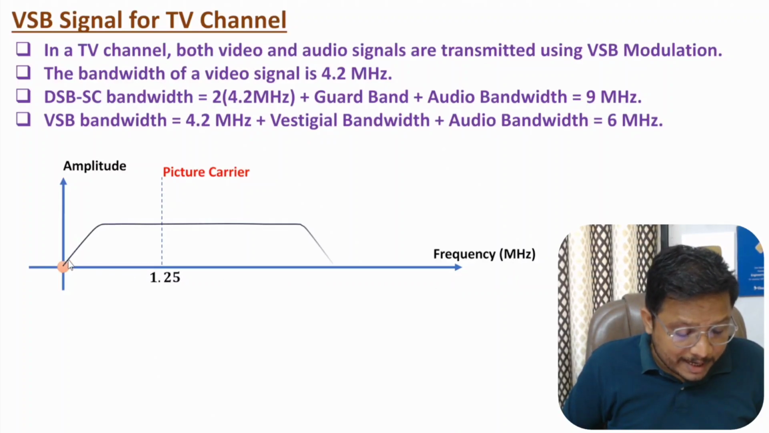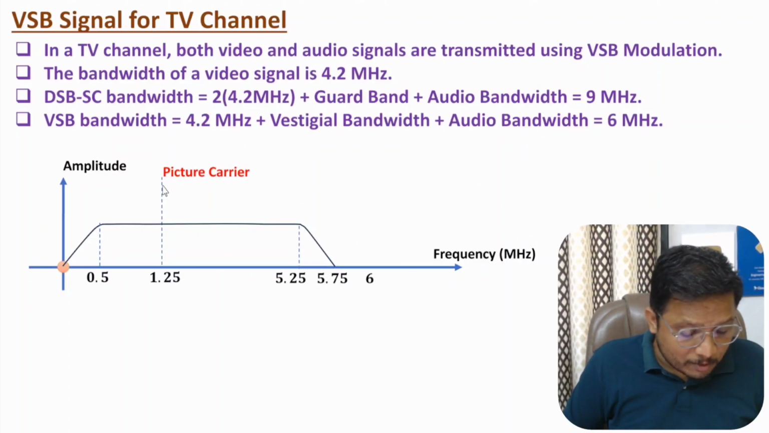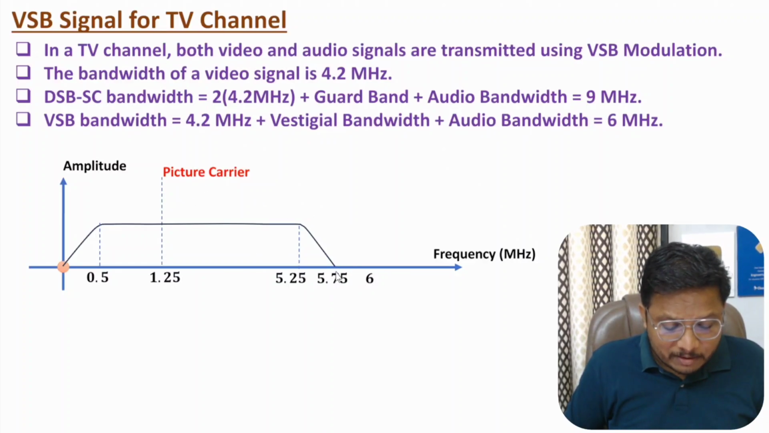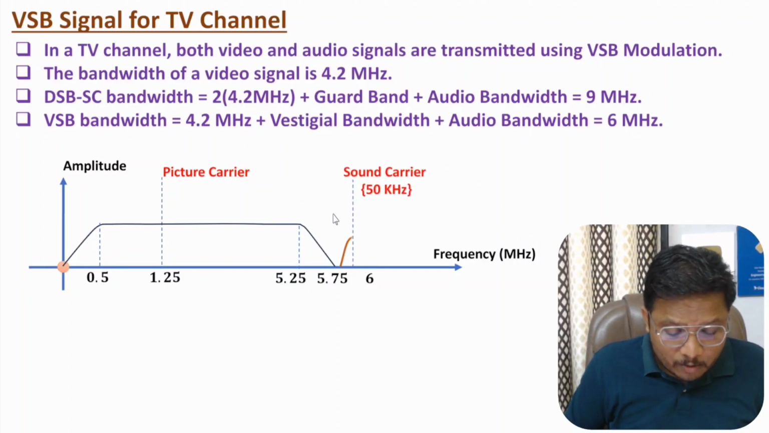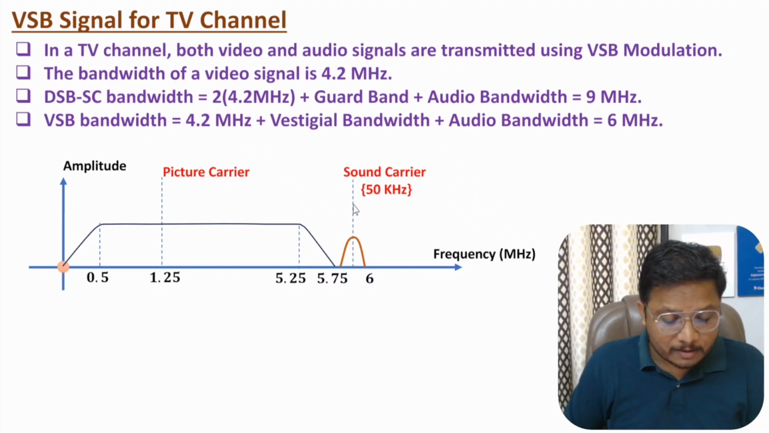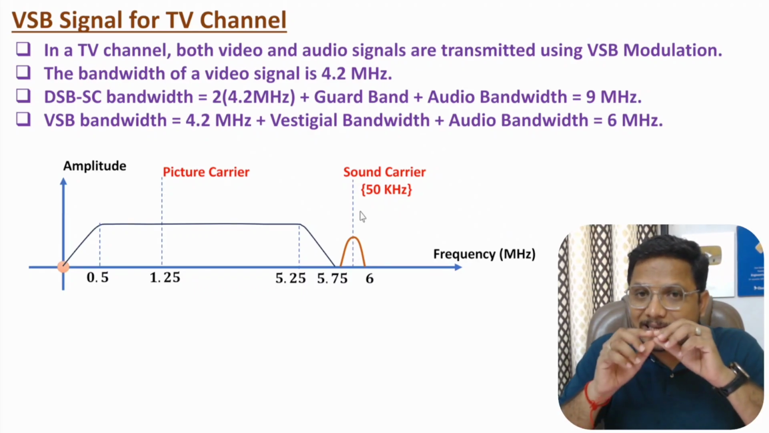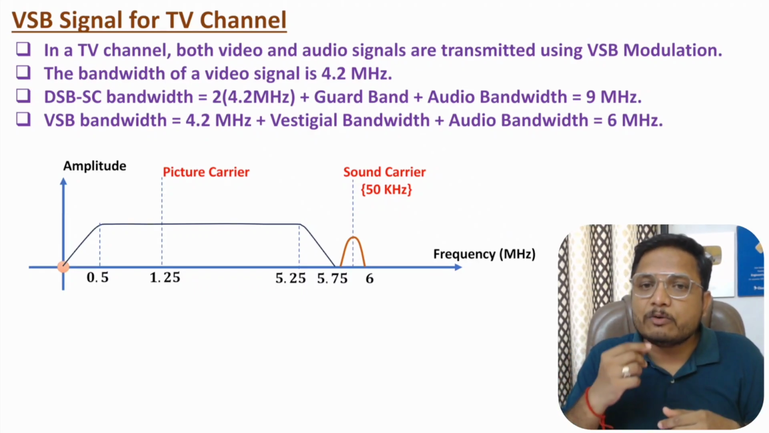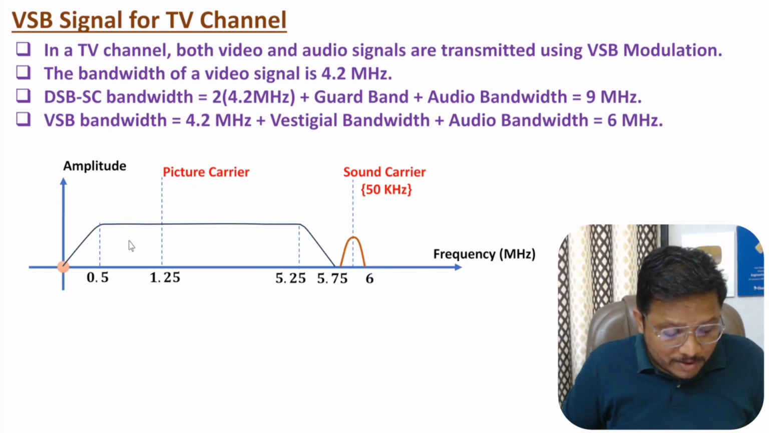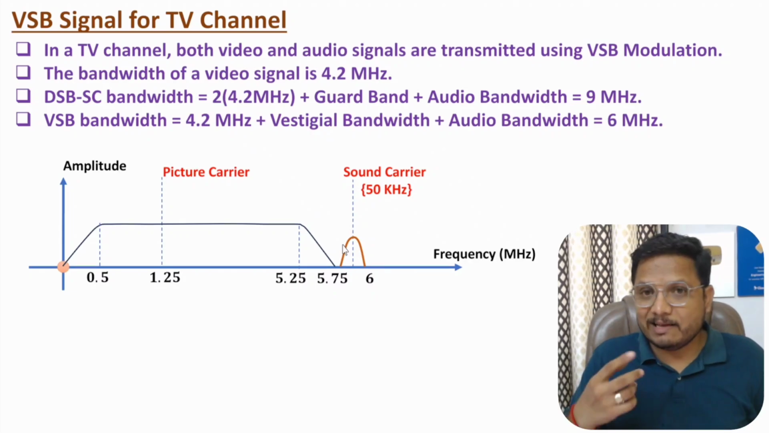See the video band, which appears like this. Here we have the carrier. On this side we have the vestigial band, and on this side we have one sideband. So this much is vestigial and this is the sideband. From 0 to 5.75 we have the picture carrier, and between 5.75 and 6 we have the sound carrier with a band of 50 kilohertz. Picture plus sound results in one channel of video signal, because along with the picture we need to transmit sound as well. That is how we transmit one television channel, right?